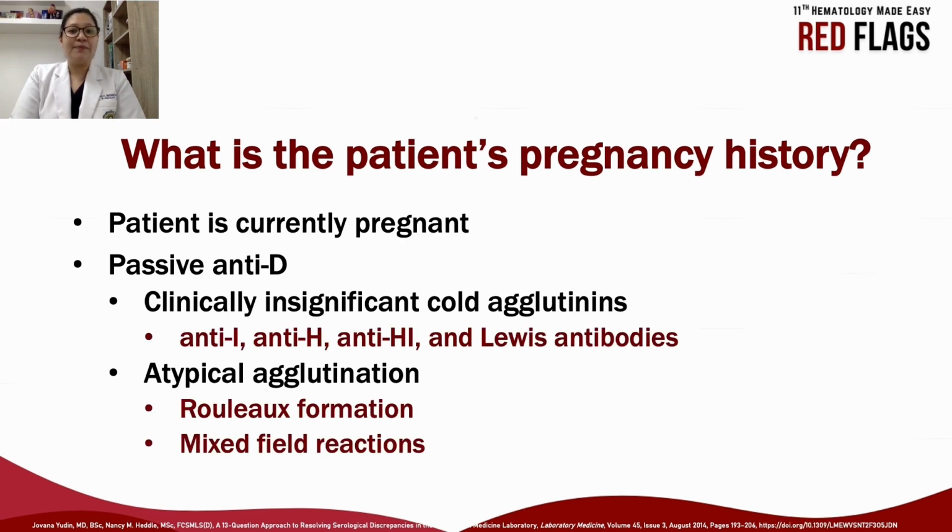Cold agglutinins may be detected in the serum of a pregnant patient. These antibodies are not clinically significant. However, when detected, they generate additional investigative work for the laboratory. Two unusual or atypical patterns of agglutination can occur in serological testing in a pregnant patient. An increase in fibrinogen is a normal physiologic change during pregnancy and can result in RULU formation. Mixed field reactions have also been reported after a fetomaternal hemorrhage of a large volume of blood.